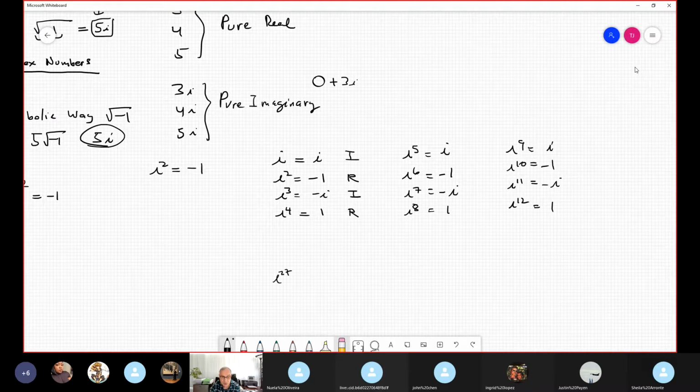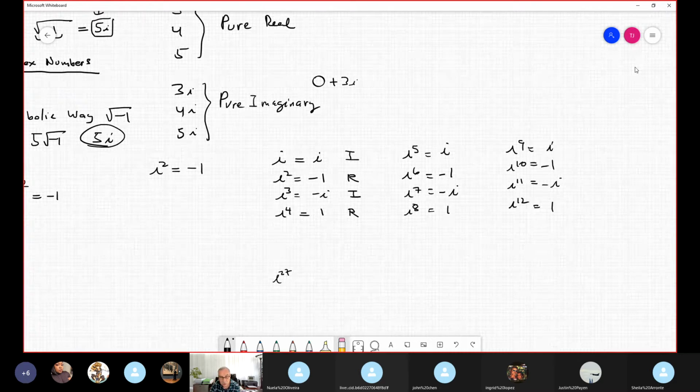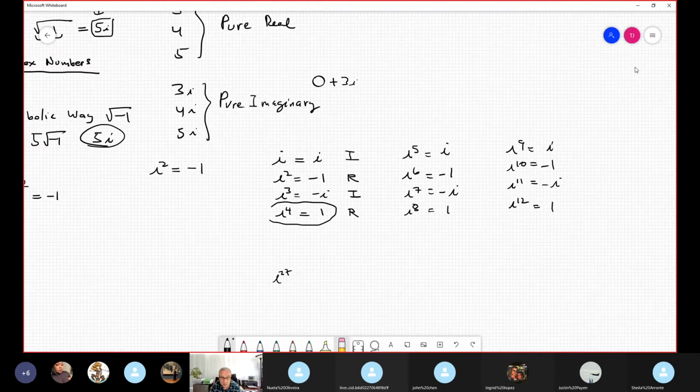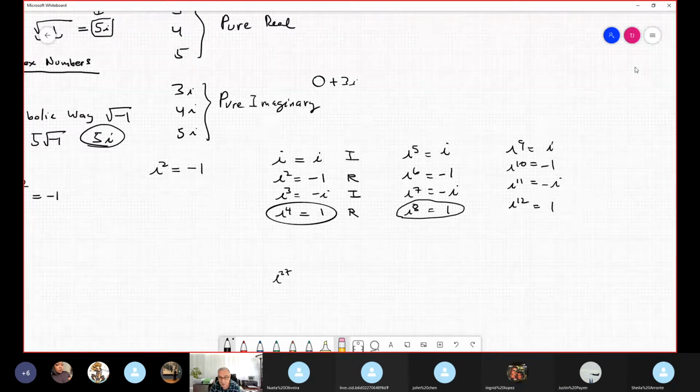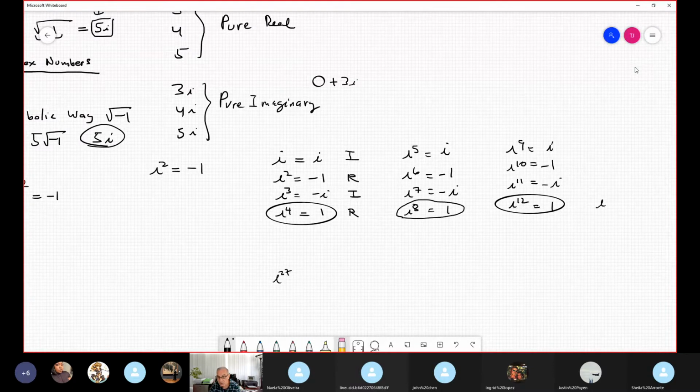Do I need to continue this stupid sequence? No. Because I take advantage that every multiple of 4, the i to the 4 power, to the 8 power, to the 12 power, and so on, 16, 20, 24, and so on, is 1. And 1 is an invisible factor, right? So I try, okay, listen to me. This is a shortcut to do it fast in 1 second.